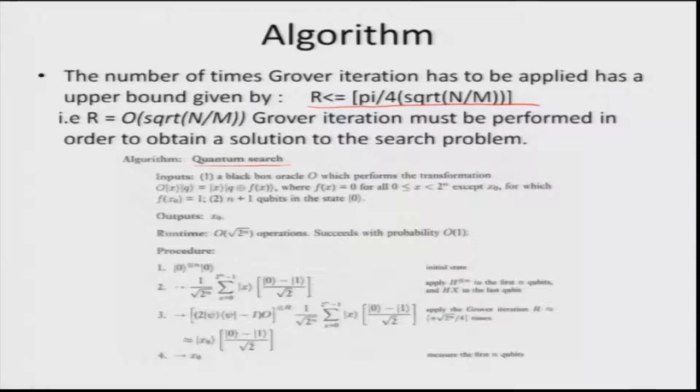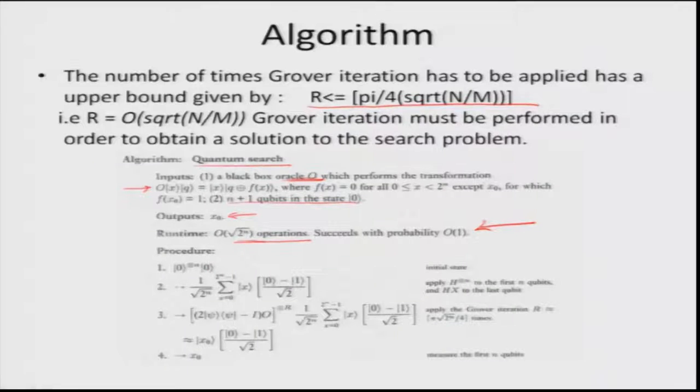So the basic idea behind this quantum search is that we are using a black box oracle O, which performs the transformation as given in this function, such that when x is the solution it sets f of x as 1, otherwise f of x equals 0, and there are n plus 1 qubits in the state 0. The output is going to be x0, which is your solution, and the runtime will be, in this particular case, of order 2 to the power n operations. It succeeds with probability of order 1, which means it is almost always going to be successful. It is just that there is a time bound beyond which it keeps on oscillating.